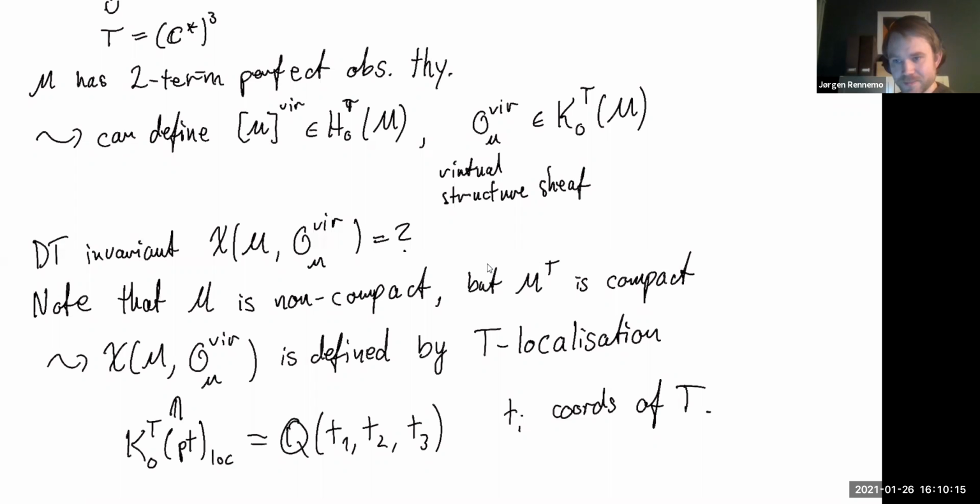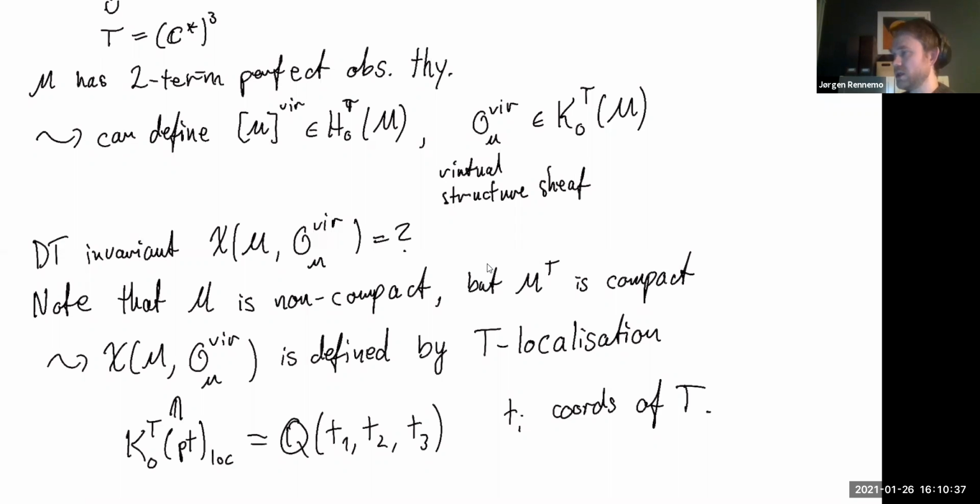So, right. We can define this thing, and the output is a rational function in 3 variables. And in fact, we can do more than that. We can give an explicit, this localization can be made.